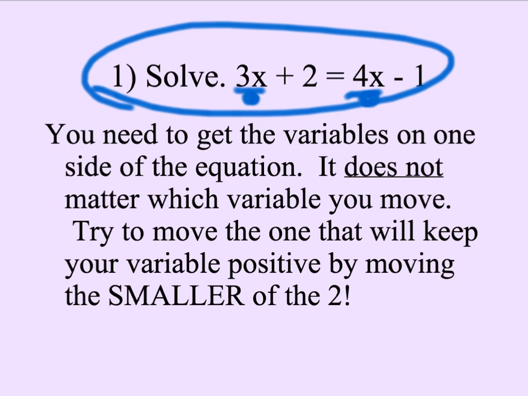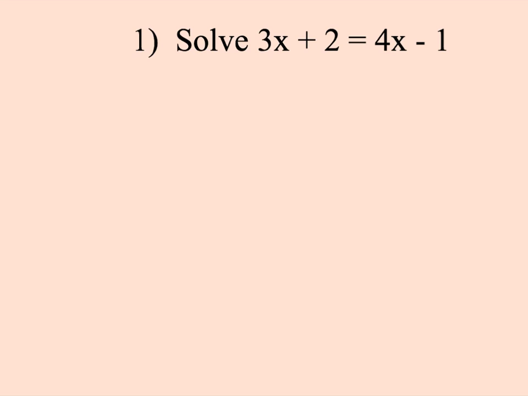One trick I like to use is always moving the smaller of the two, and that way we typically end up with an x value. So here's the same equation, and once again we have a 3x and a 4x. Of 3x and 4x, obviously 3x is smaller. And in this case, it's a positive 3x. So the way we get rid of positive 3x is by subtracting 3x from both sides.